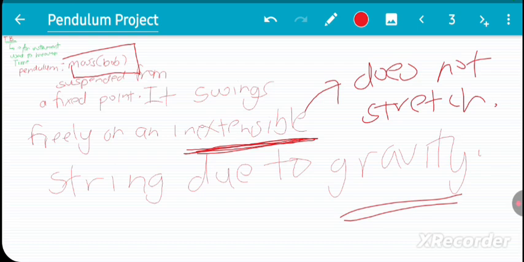And then we went on to describe the pendulum as if you are describing it to someone who has never seen it before. So it is a mass, or also called a bob, suspended from a fixed point. It swings freely on an inextensible string due to gravity. Now we are still under the theoretical background.